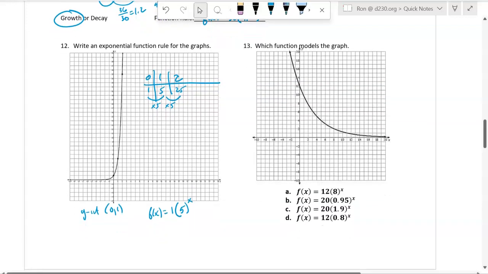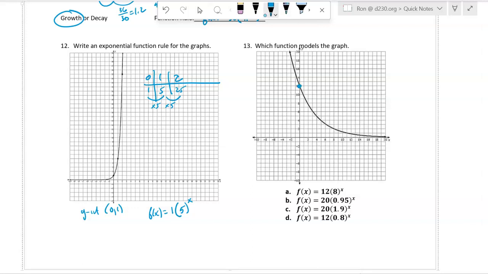Now, anytime you're given multiple choice with these, guys, do yourself a favor. Start with the y-intercept. I know the y-intercept of this graph is 0, 12. So right away, I know my function would start out with 12 times something. So what answers right away don't make sense? These don't make sense because the y-intercepts would be 20. So I can eliminate them right away.